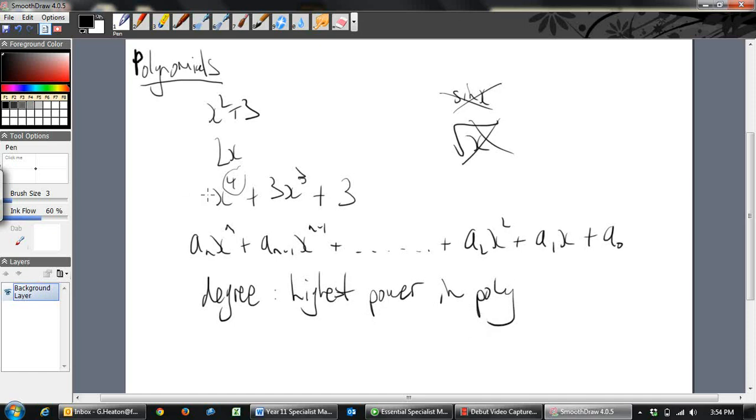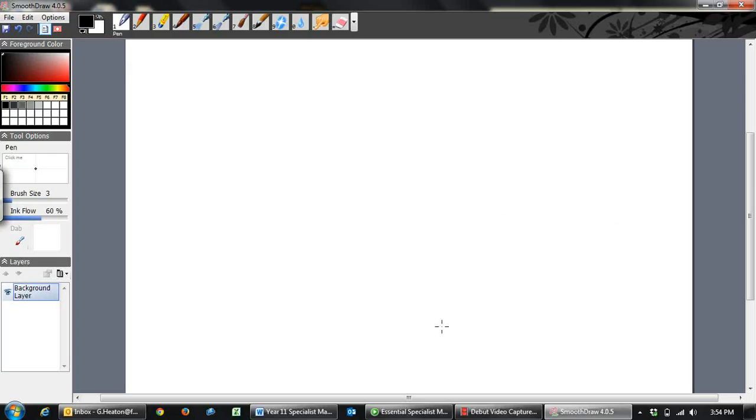So here, that's x to the power 4, that's the fourth degree. This one, the highest power in this polynomial is 1, and so that's just a degree of 1. This one has got an x squared in it, so it has a degree of 2, and so on. So that should be not too bad.